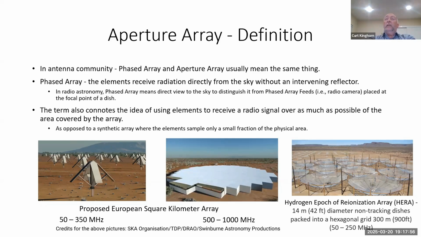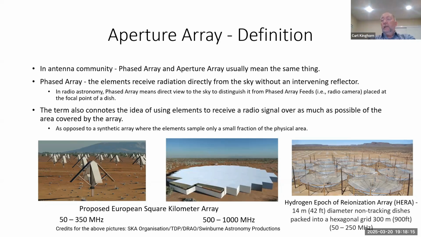One of the high points is that there are kind of two types of arrays. There's the phased array, and as Craig was reminding us, that's where you take the antenna, and by using beamforming, you point it at a certain place in the sky, and you take the data. That's a phased array.